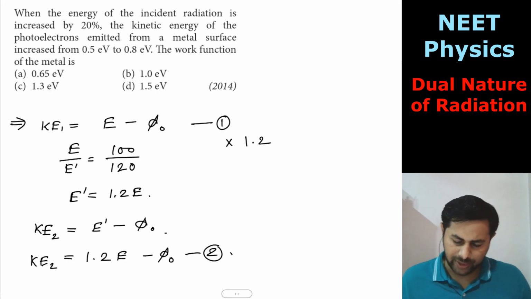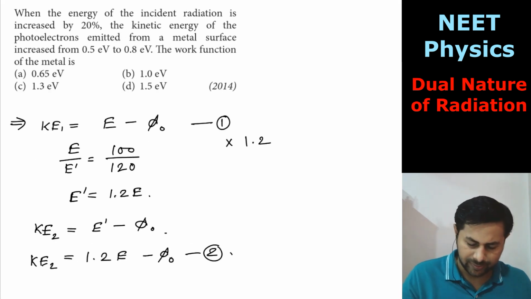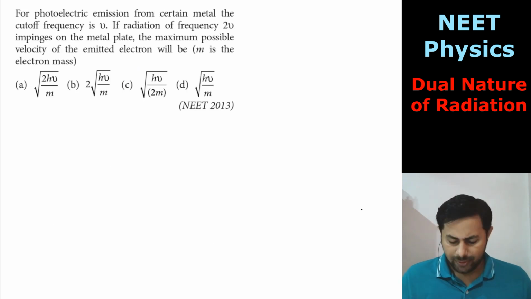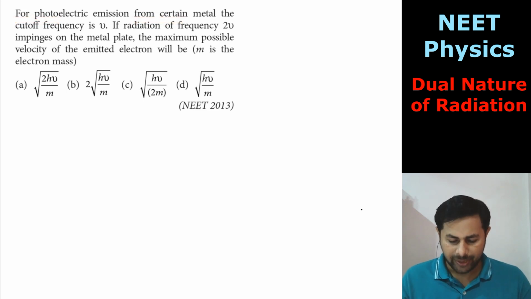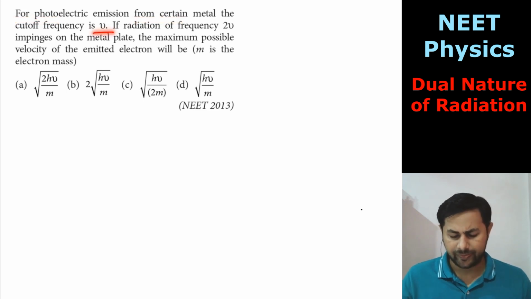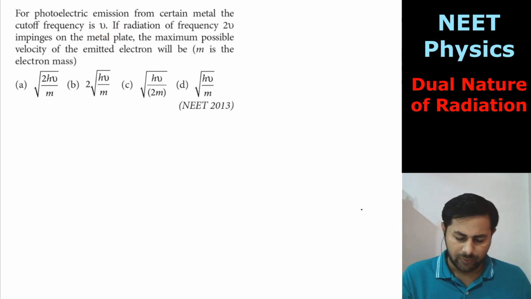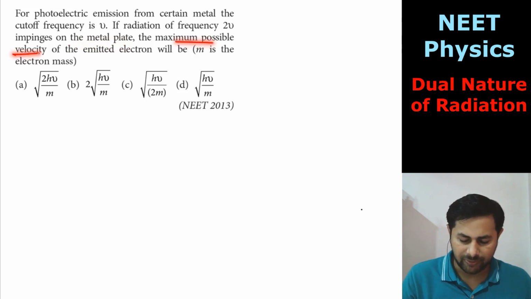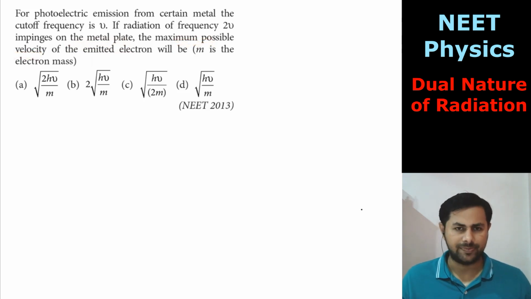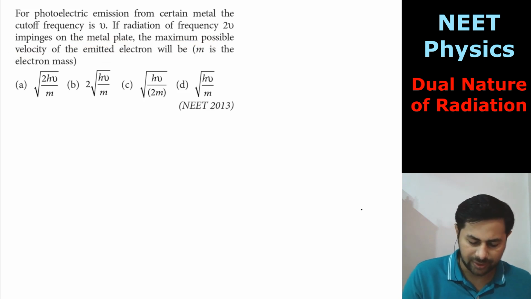So I think that should be the answer. Is this correct? Yes, no? Okay, see the next one. For photoelectric emission from a certain metal, the cutoff frequency is nu. If radiation of frequency 2 nu impinges on the metal plate, the maximum possible velocity of the emitted electrons will be, right? So let's see this one.